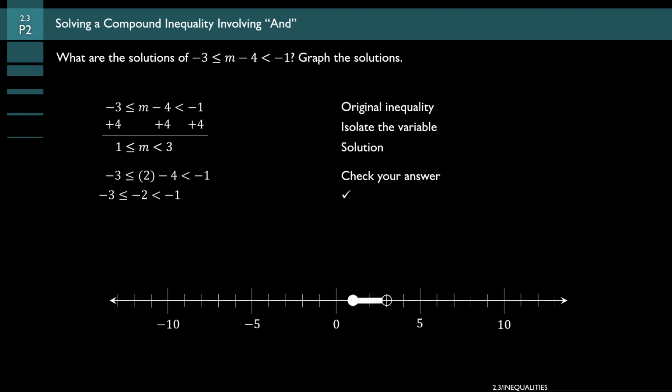So we can check our solution here by using 2. So we're going to plug in 2 in the original inequality for m. So negative 3 is less than or equal to 2 minus 4 is less than negative 1. Negative 3 is less than or equal to negative 2 is less than negative 1. Is negative 2 greater than or equal to negative 3? Yes. Is negative 2 less than negative 1? That is also a yes, so that means that this solution is correct.